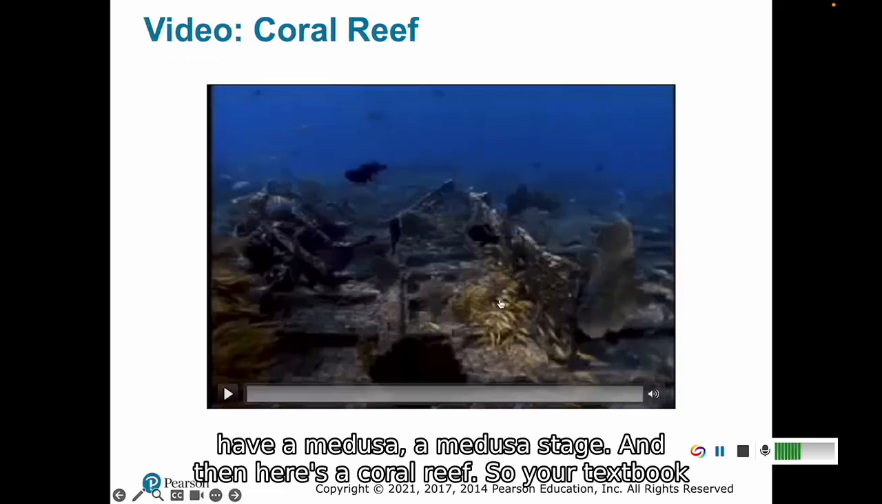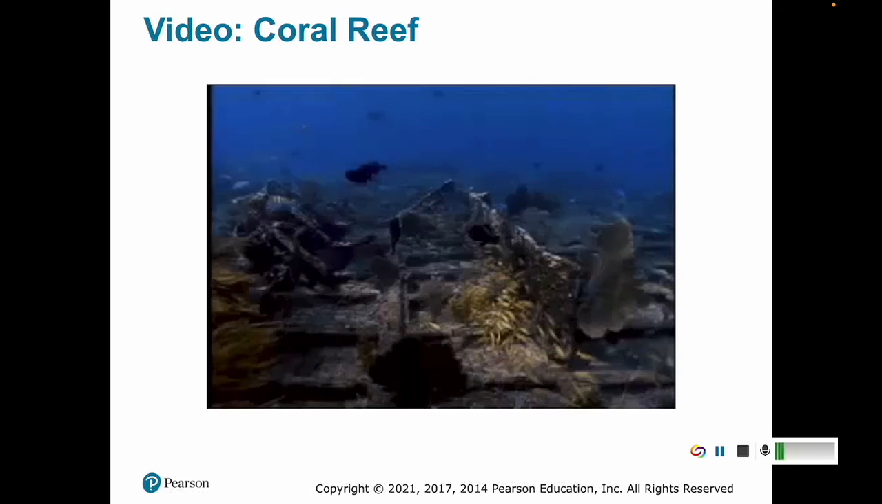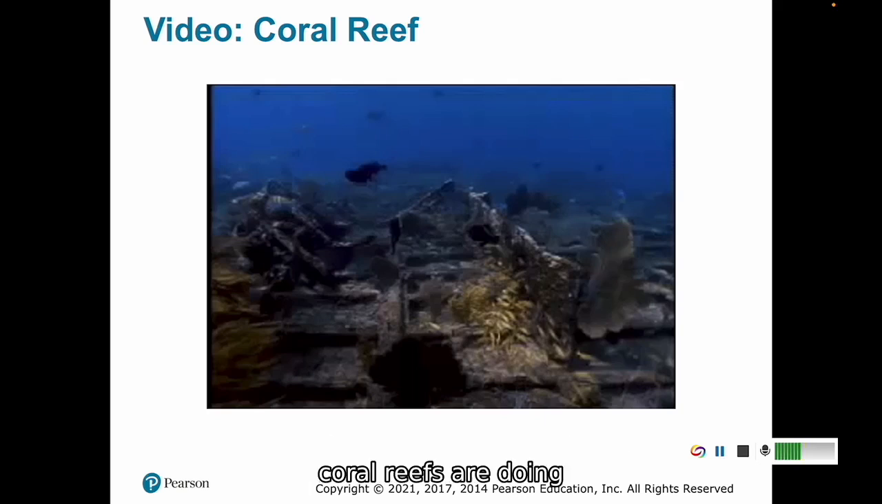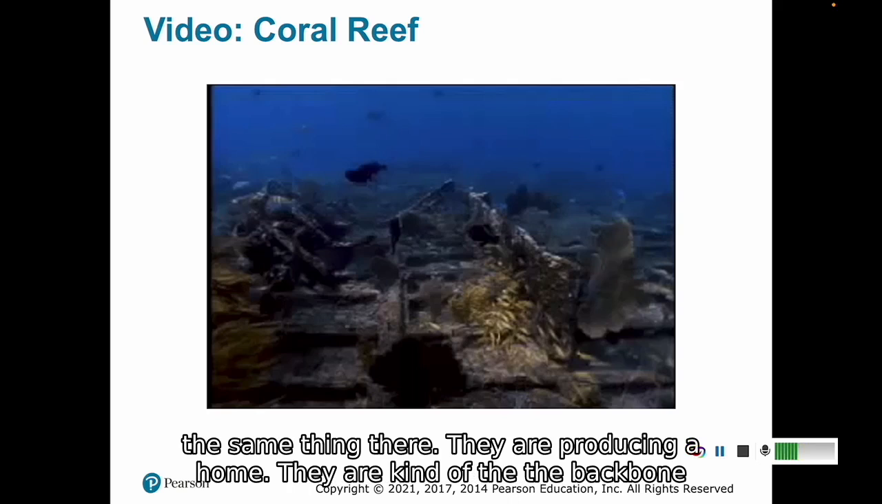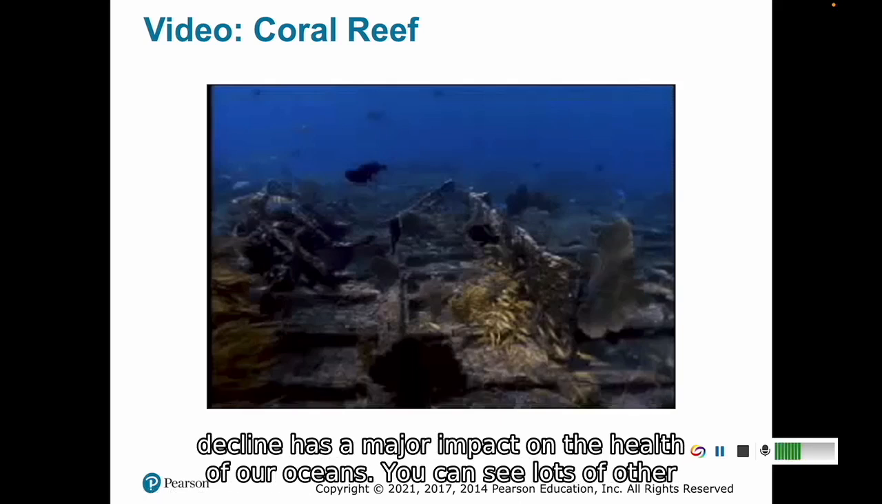And then here's a coral reef. So your textbook talks about how coral reefs are important ecologically within the ocean. Like if you think of a rainforest, the function of trees, coral reefs are doing the same thing there. They are producing a home. They are kind of the backbone around which that whole environment is based, and coral reef decline has a major impact on the health of our oceans.